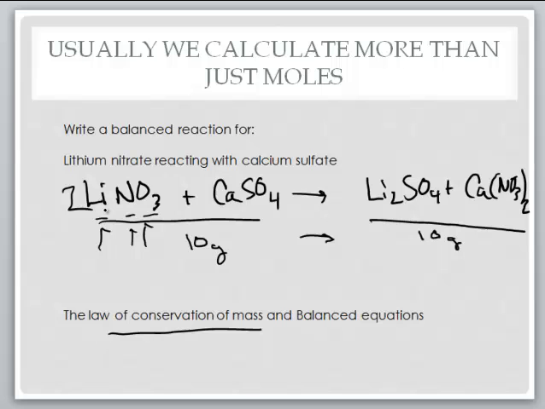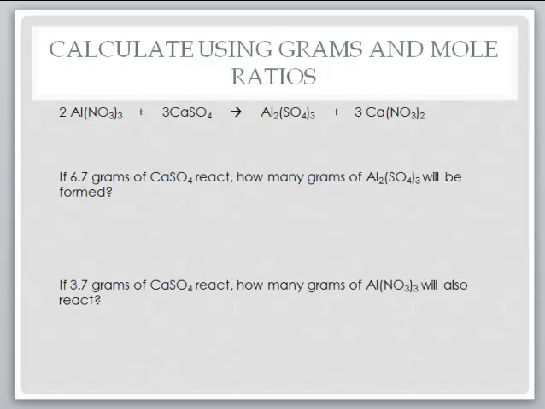So if we have two lithiums on this side, each weighing 7 grams per mole, we have to have two lithiums on that side. So we balance our chemical equations to make sure we have the same number of atoms, but that is also to satisfy the law of conservation of mass. Okay, so let's take a look at some problems here. In the previous vodcast, we wrote the reactions and then we converted using moles. Well, now what we're going to do is take it one step further and we're going to convert using grams.